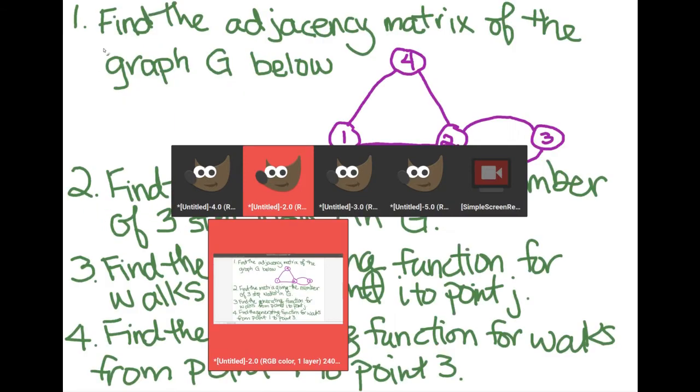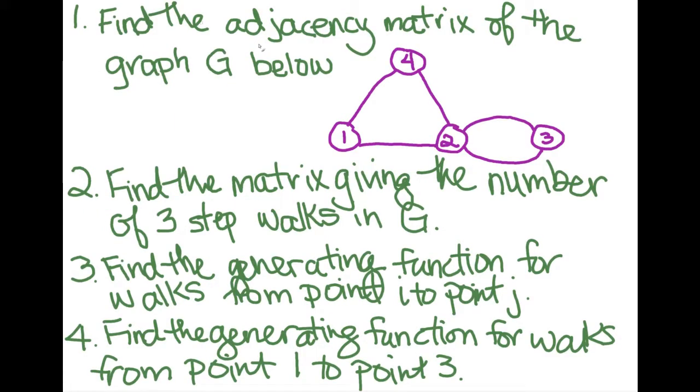If I wanted to take 2 steps, say if I wanted to get from 4 to 3 in 2 steps, I could do that by going from 4 to 2, that's 1 step, and then from 2 to 3, that's 2 steps. That would be called a 2-step walk from 4 to 3. If I want to do a 3-step walk from 4 to 3, I could go from 4 to 1, 1 to 2, and then 2 to 3. So that's a 3-step walk from 4 to 3.